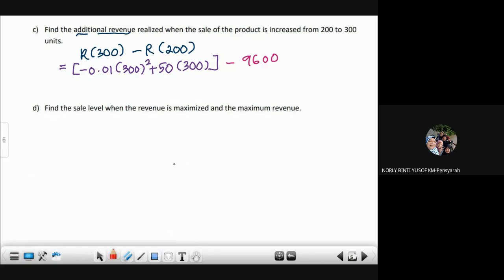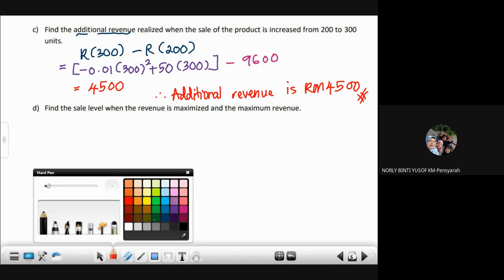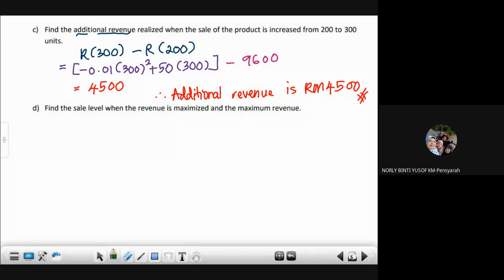You akan dapat nilai dia adalah 4,500. So do the conclusion. Additional revenue is ringgit Malaysia 4,500. Okay, so that is for C.